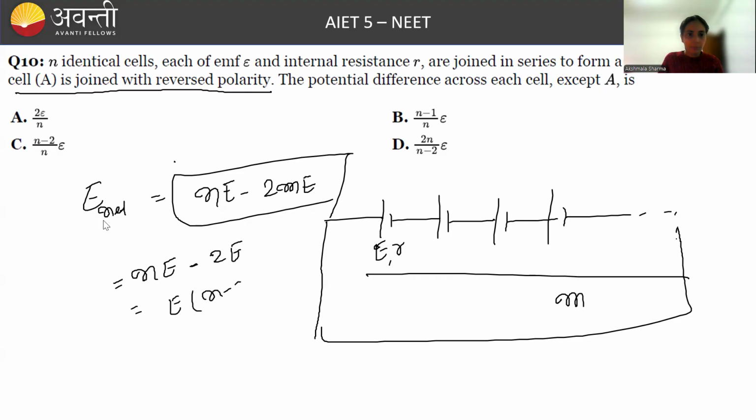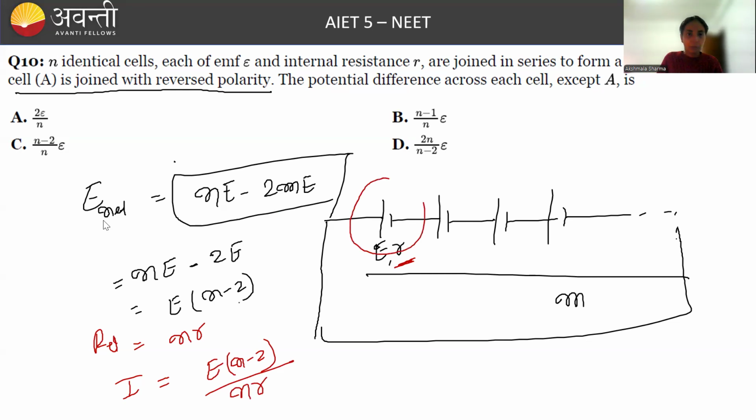E into n minus 2. Now, what will be the R equivalent of the circuit? R equivalent will be the sum of all the small internal resistances connected in series, nR. So what will be the current in the circuit? The current in the circuit is going to be this much. Okay? Now, potential difference across each cell. If I talk about a single cell, then the potential difference is written as E minus IR. So E minus I, which is E into n minus 2 by nR.